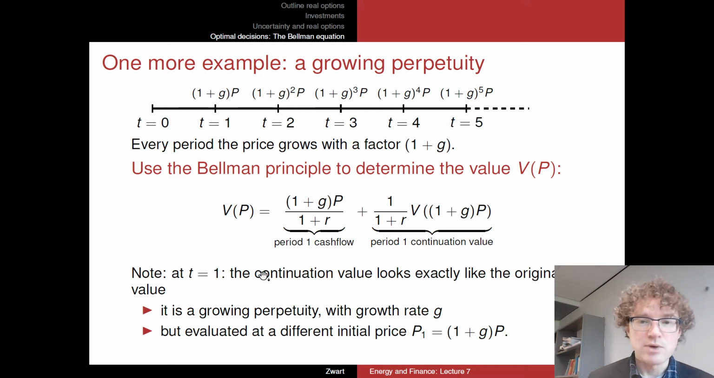So again, at t equals 1, this continuation value is a growing perpetuity with growth rate g. The slight difference is that it is not evaluated at P itself, but at P1, in other words at 1 plus g times P. It's a slightly grown version of P. But for the rest, if we know this function V, the general value of a growing perpetuity as a function of price, we can plug it in here with this price P1 instead of P0.